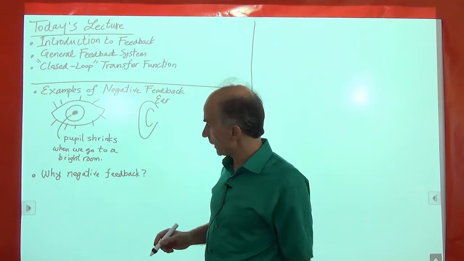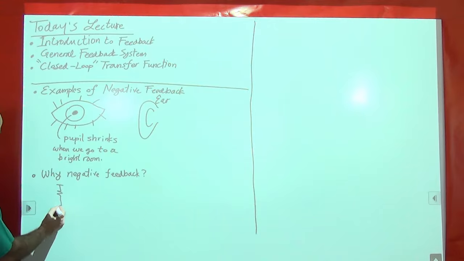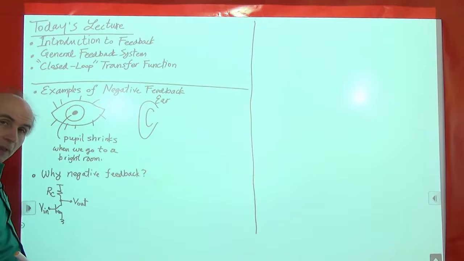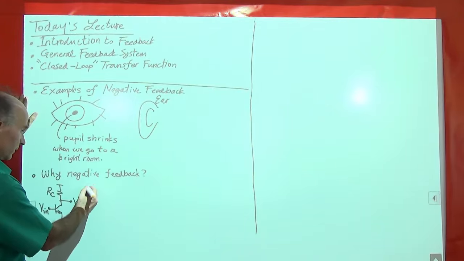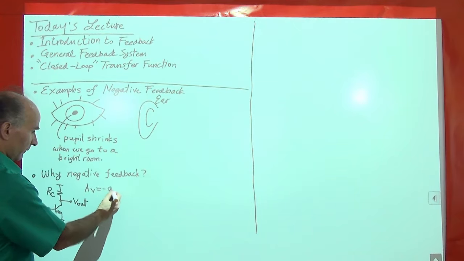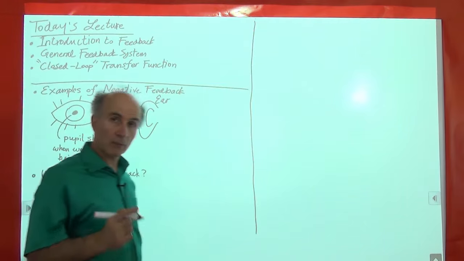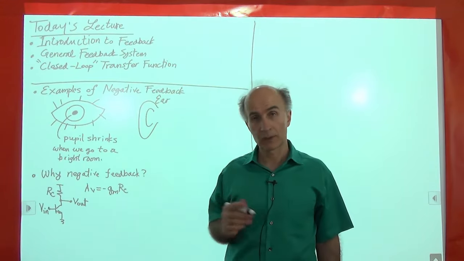Well, okay, so let's start with a simple example. Let's build a simple common emitter stage. V in here, V out here, and a load resistance RC. Now we know that the voltage gain of the circuit, if the early effect is neglected, is equal to minus gm times RC from Electronics 1. All right, now the problem with this is that the voltage gain is not very accurate. It can vary quite a bit.